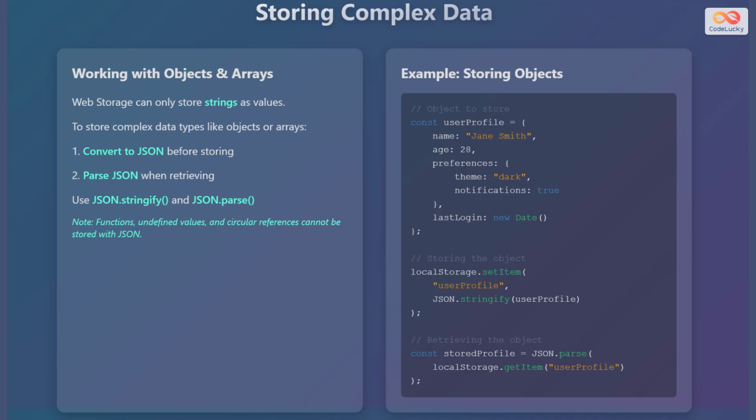To store the object, you can use localStorage.setItem, user profile, JSON.stringify user profile. This converts the user profile object to a JSON string before storing it in local storage. To retrieve the object, you can use const stored profile equals JSON.parse, localStorage.getItem, user profile. This retrieves the JSON string from local storage and parses it back into a JavaScript object.